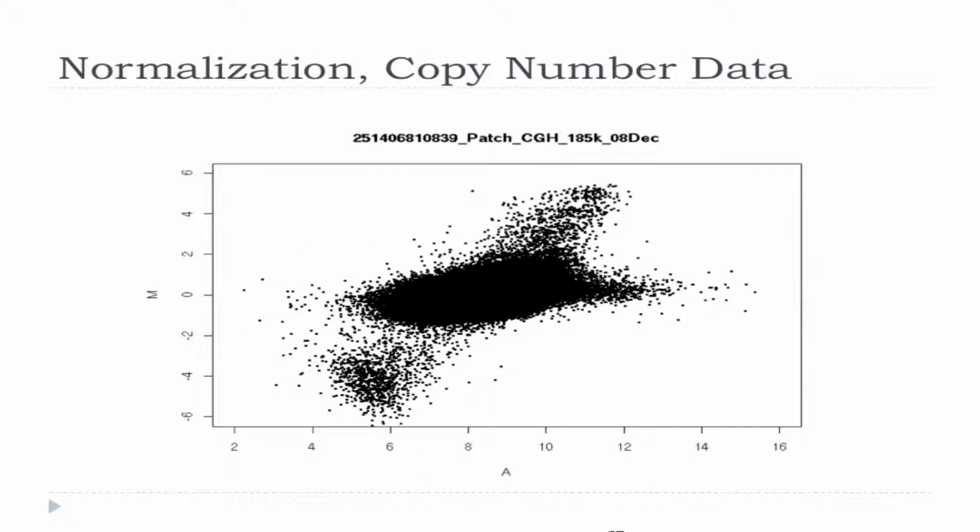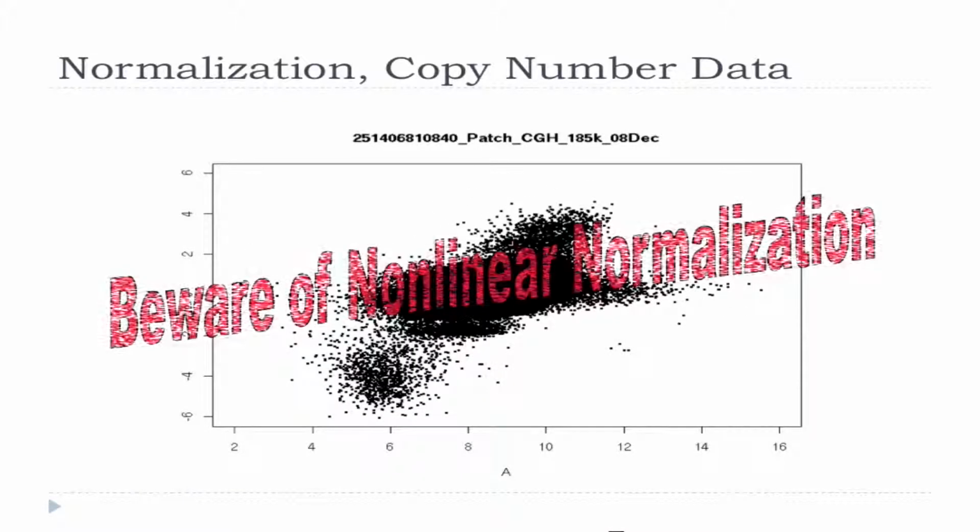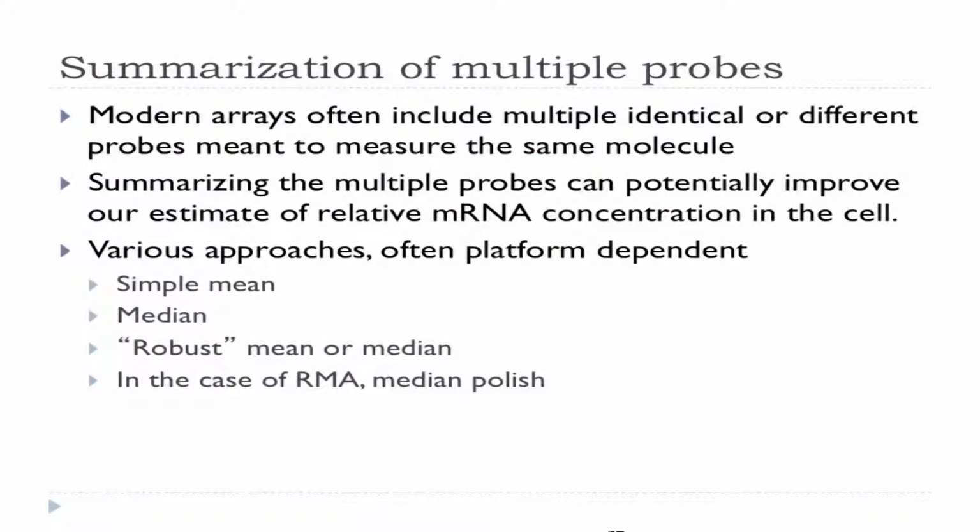So anytime that you're applying a nonlinear normalization to your data, you want to think about what it is actually doing with regard to your signal. Am I removing signal that I shouldn't be removing? So, summarization of multiple probes. Modern arrays often include multiple identical or different probes meant to measure the same molecule. And summarizing the multiple probes can potentially improve our estimates, right? We can average out some of the noise.